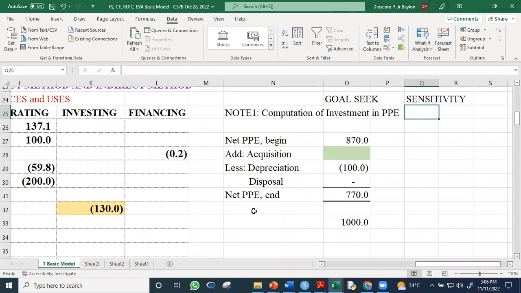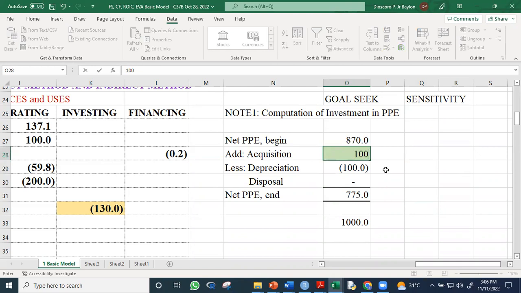What if the net PPE ending is 1,000? What would have been the acquisition? Because now we don't have a value here. We could, of course, try trial and error. Is it 5? It's not 5 because this is only 775. Is it 100? It's not 100 because it's not equal to 1,000.